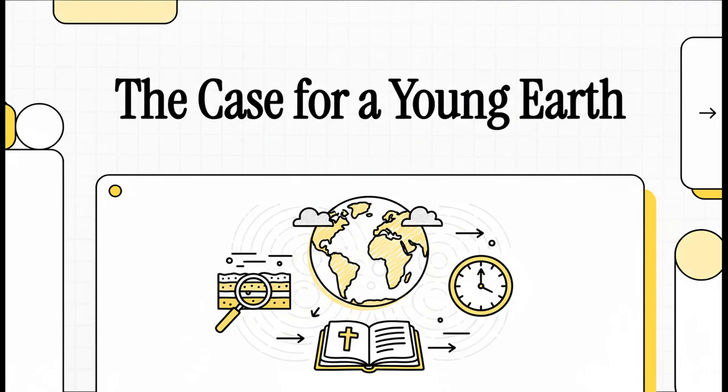We've all heard it, right? The Earth is 4.5 billion years old. That's the standard model, what most of us learned in school. But what if that entire timeline is fundamentally wrong? Today, we're going to break down the case for a much, much younger Earth.